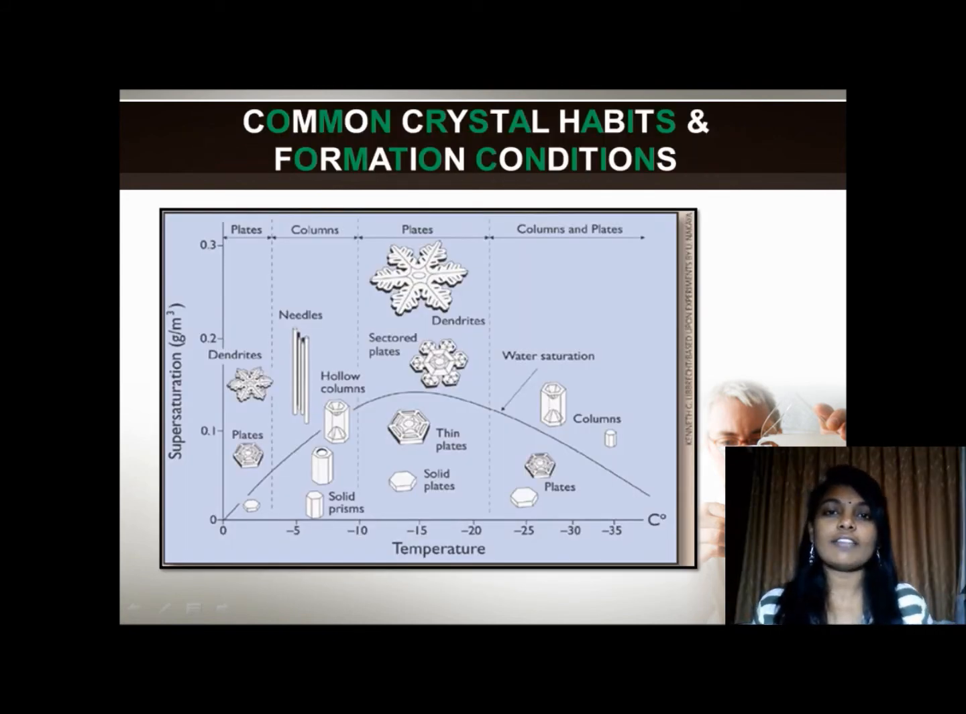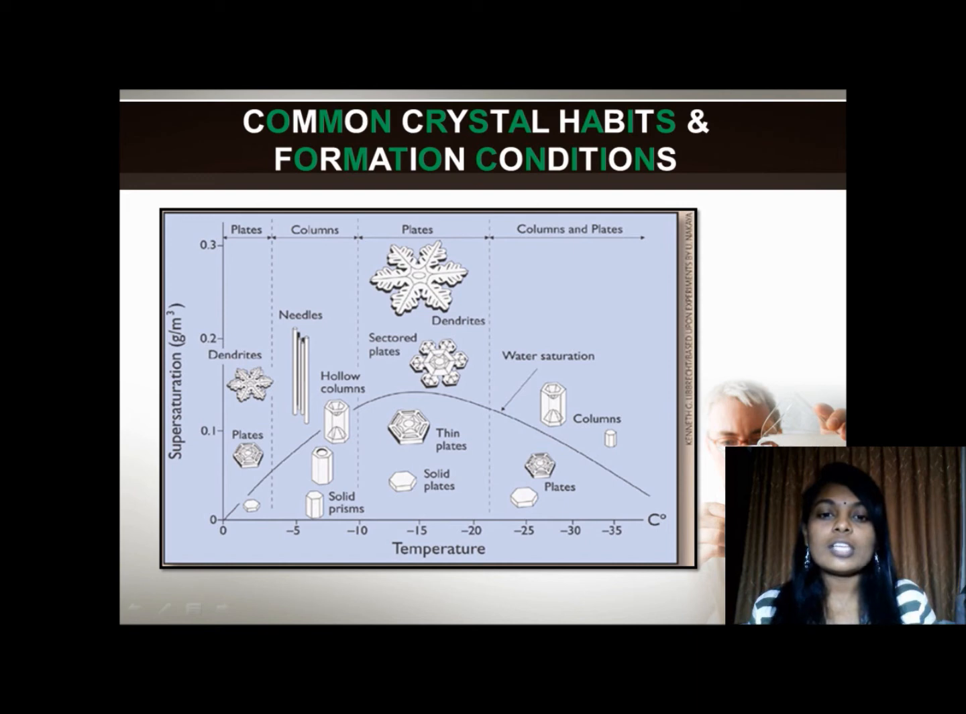Common crystal habits and formation conditions. The horizontal axis represents the temperature. The vertical axis represents the supersaturation, namely the amount of water vapor in grams per cubic meter, in excess of that required for saturation. In this figure, water saturation is defined in terms of density, not pressure, which has the effect of shifting the peak of the water saturation curve to a slightly lower temperature, about -14 degrees Celsius.